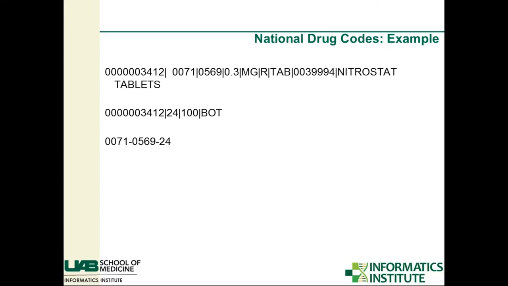So there's the 4-digit labeler code, and they have a blank there because it could be 5 digits. There's the 4-digit product code, could have been a 3-digit code, and then here is the 2-digit package code. So when you put it all together, that's the code. That's the NDC code for that product, at least by that labeler at that moment.